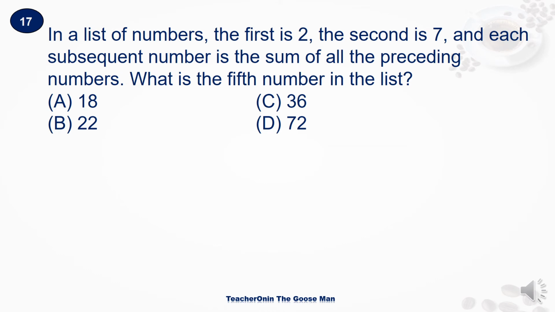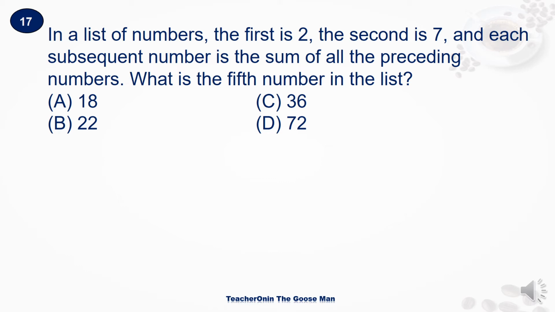Okay, so let's proceed to the next example. In a list of numbers, the first is 2, the second is 7, and each subsequent number is the sum of all preceding numbers. What is the fifth number in the list? First and foremost, we want to find out the fifth number on the list, so we simply use the listing method as well as the operation from the given.